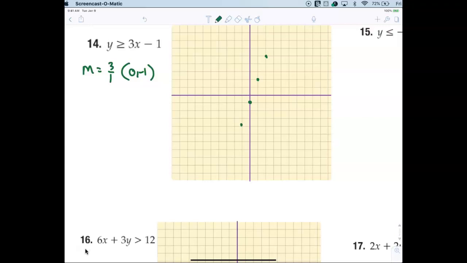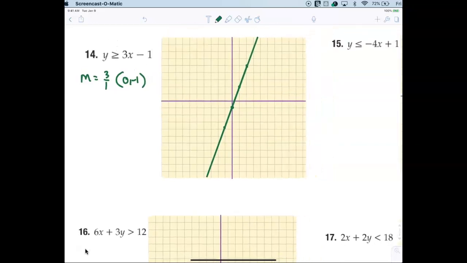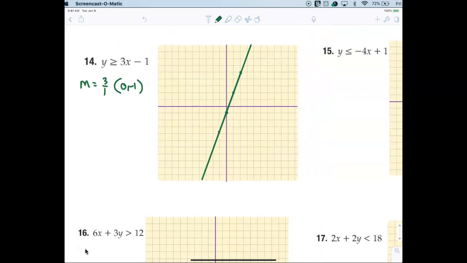All right. Now what do I have? We call it solid, right? Solid or broken or dotted. All right, but it's definitely solid. So here we go. I'm drawing the line first. And then we are shading where? Above. Right? We're shading above.